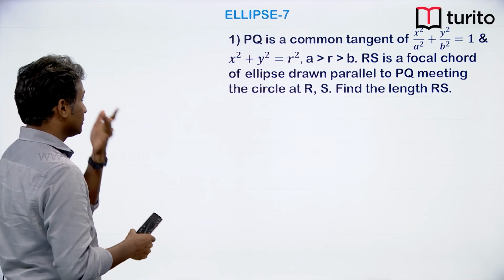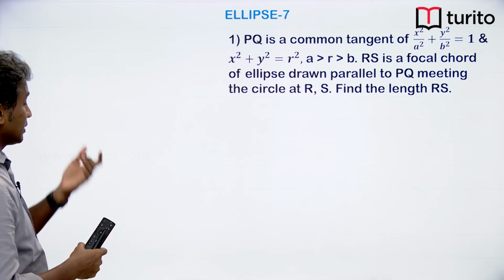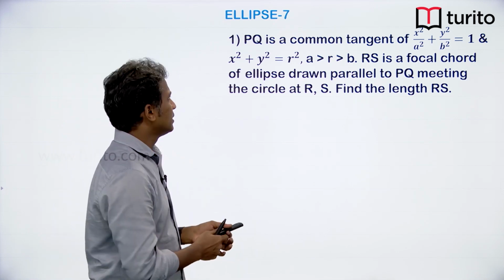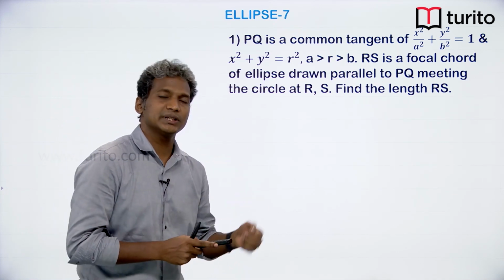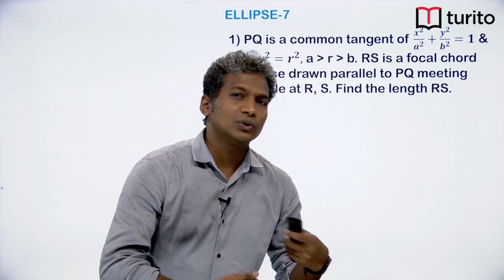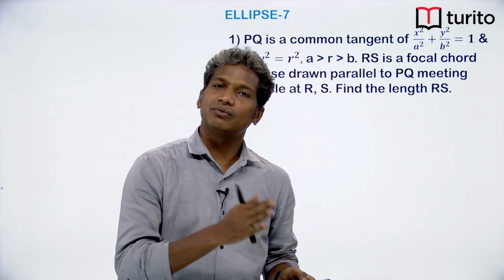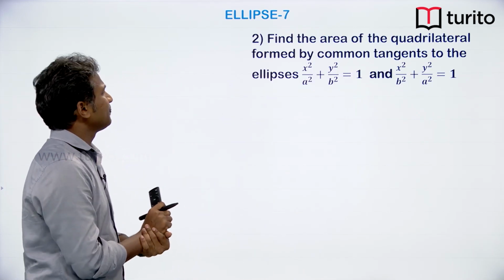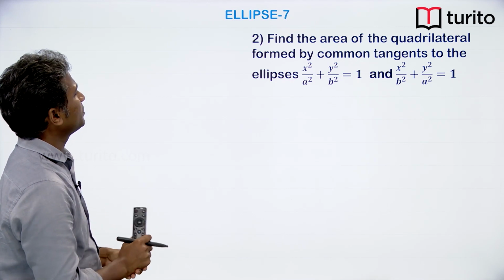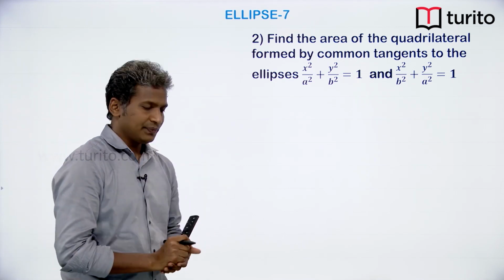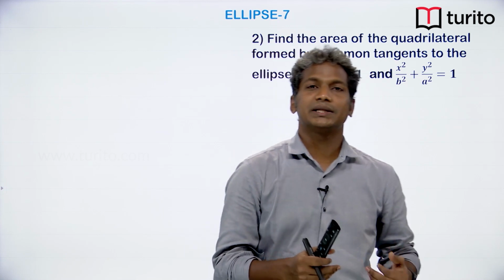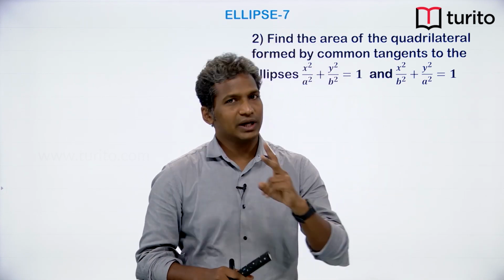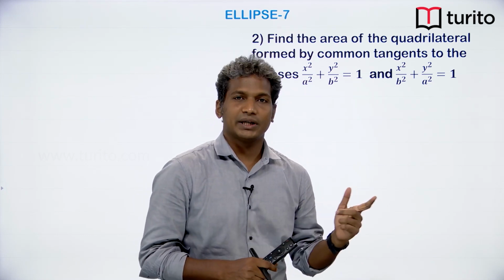Okay. So there is this first question: PQ is a common tangent of these two. This I think we have solved in the English lectures. We have not solved this in Hindi, so we kept this. So if you want to go through different languages also, you can watch Hindi, you can also watch English. Okay. So let us go to the next question. Find the area of the quadrilateral formed by common tangents to these ellipses. In general, how do we find the common tangent of any two curves? Here the two curves given are two ellipses and we want to find the common tangent.